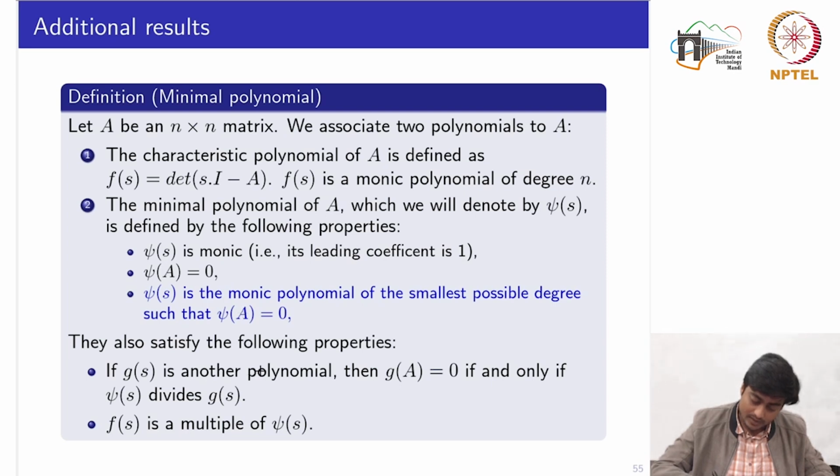There are a couple of other properties: if g of s is another polynomial, then g of A is equal to 0 if and only if psi of s divides that polynomial g of s.